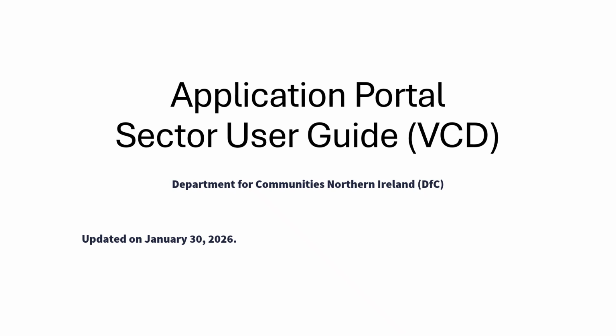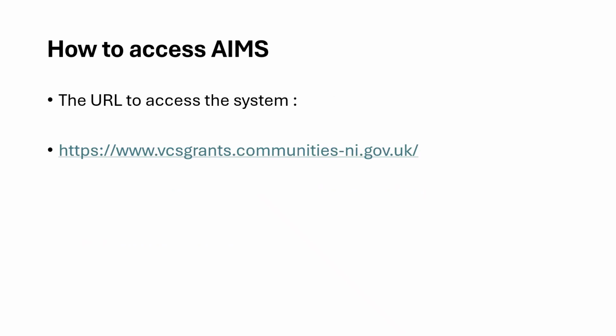This is the sector user guide to the application portal for the Voluntary Communities Division in the Department for Communities Northern Ireland. To access the application portal, you can use the URL provided, www.vcsgrants.communities-ni.gov.uk.